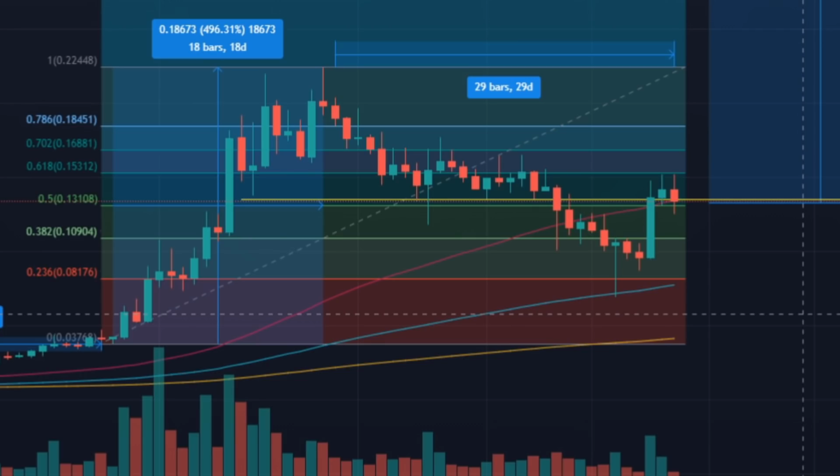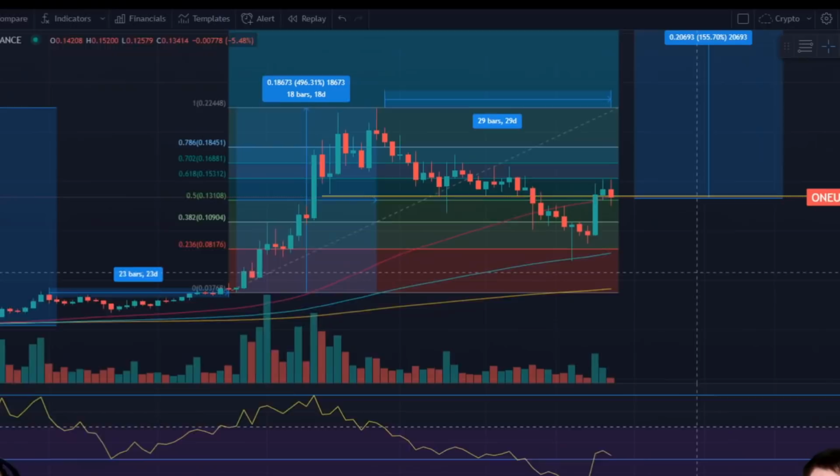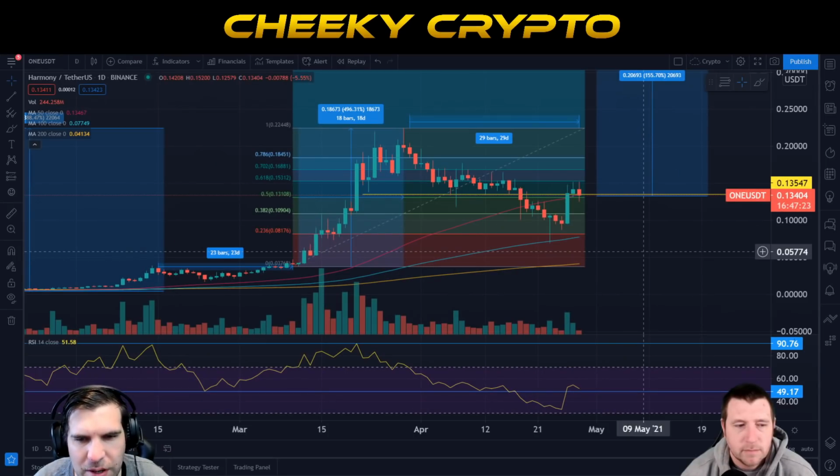We can also see that the 100 moving average has been an area of support in the past, and that's quite away from the current position at the moment. So hopefully we won't have to fall down as low as the 100 moving average anytime soon.